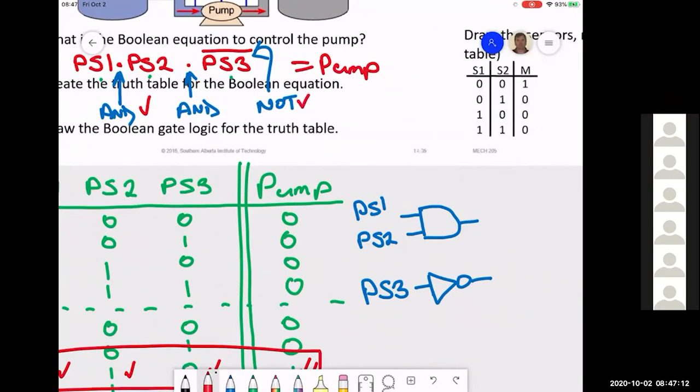I've still got this AND to do. So I'm going to AND together PS1 and PS2. I'm going to AND it with a NOT PS3. So I'm going to need another AND symbol.